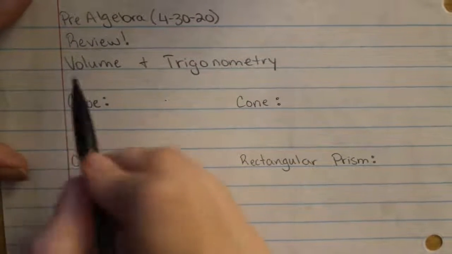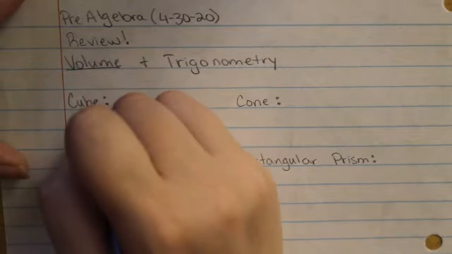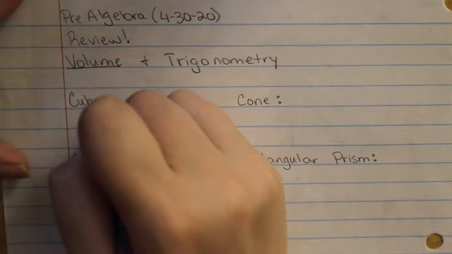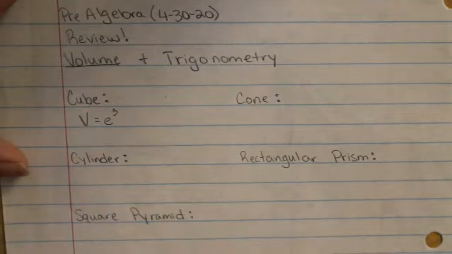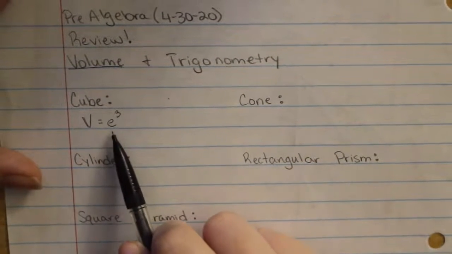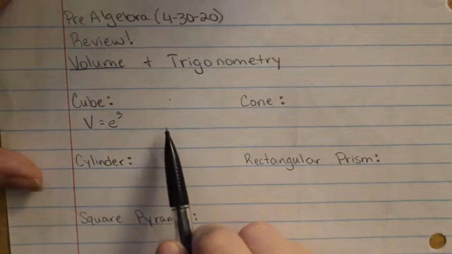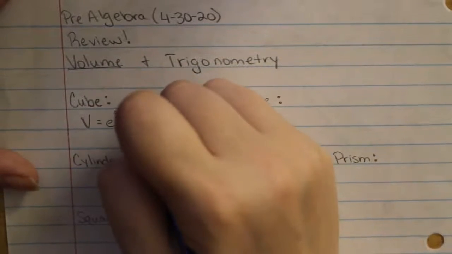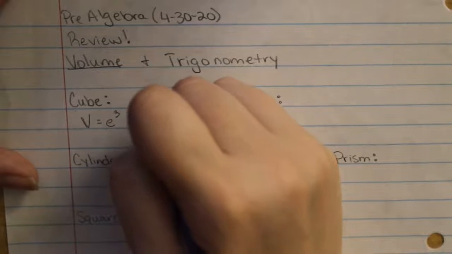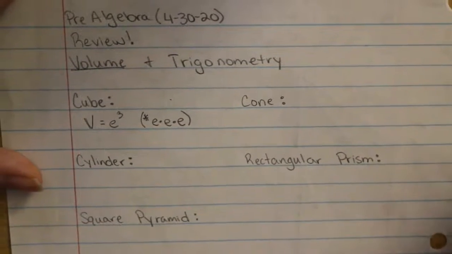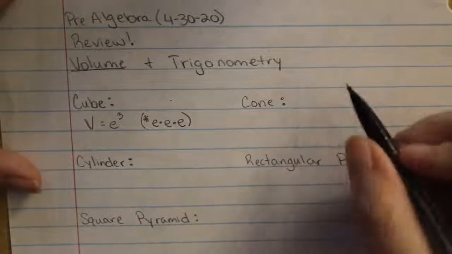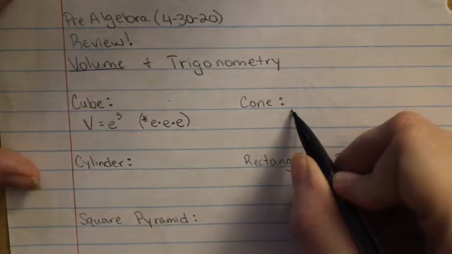So volume comes first. The volume of a cube is edge cubed, E cubed. So if it tells you that the edge is 10, you're going to do 10 times 10 times 10. So my little hint to you here is this is E times E times E. Do not forget that. So I moved into cone because alphabetically it's what comes next.